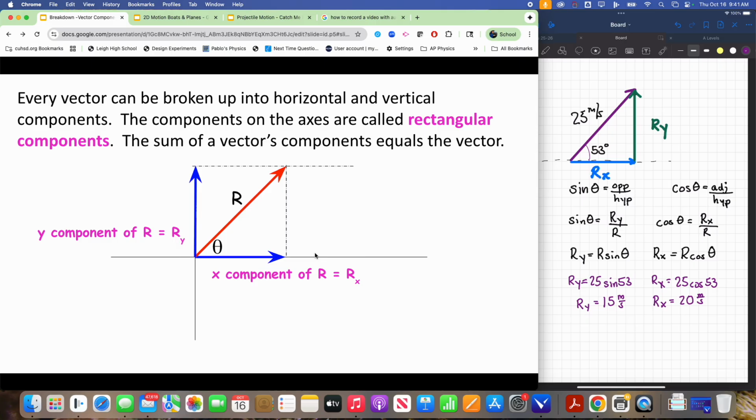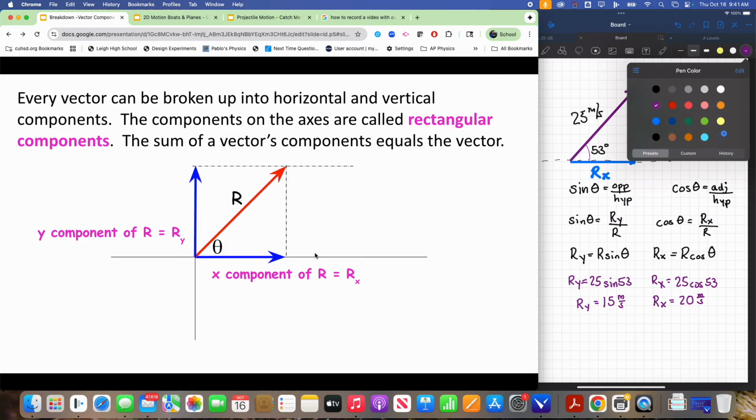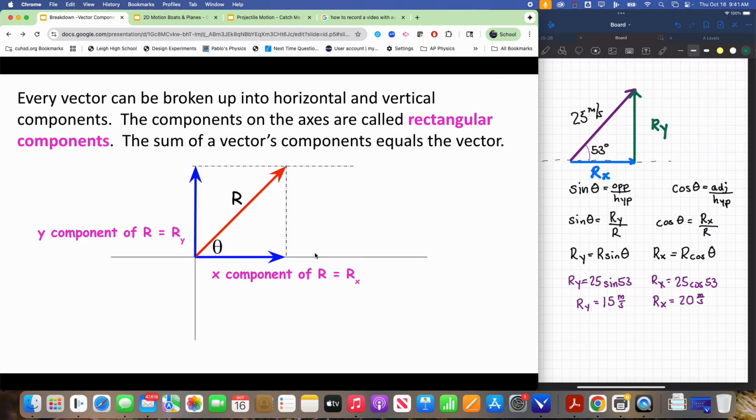Okay? So I'm going to do another one, and I'm going to make it a different color. So let's use bright green, or this green here. So now I'm going to erase this one, and you're going to try to do one on your own. This purple vector is going to be 10 meters per second, and we're going to say this is 37 degrees.